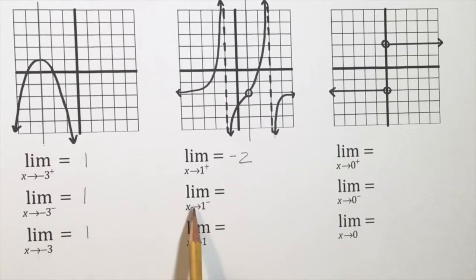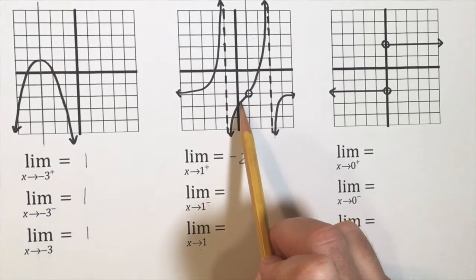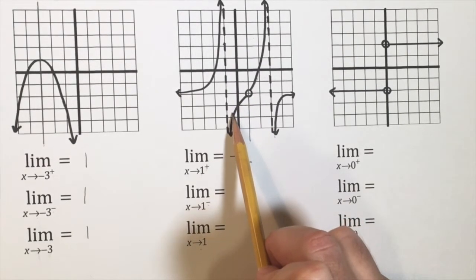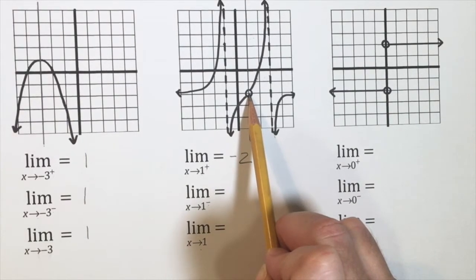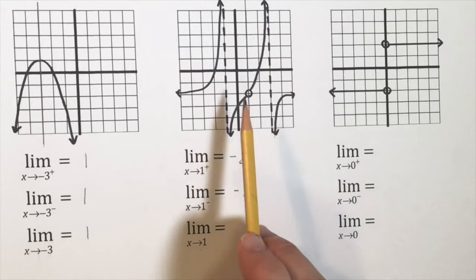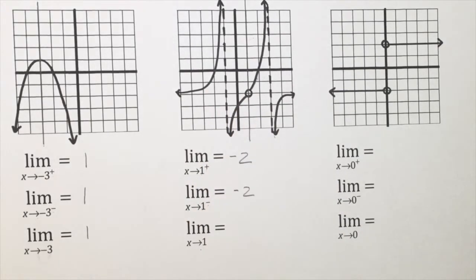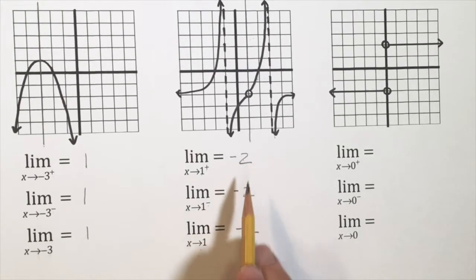Let's see the limit as x approaches 1 from the negative side. Well, here's where x equals 1. I'll just go over a hair to the negative side, and as I approach it from that side, it's also headed towards the point 1, negative 2. Even though the function is undefined when x equals 1, it has a hole in its graph when x equals 1. The limit as x approaches 1 is negative 2 because the left-hand limit and the right-hand limit are equivalent.